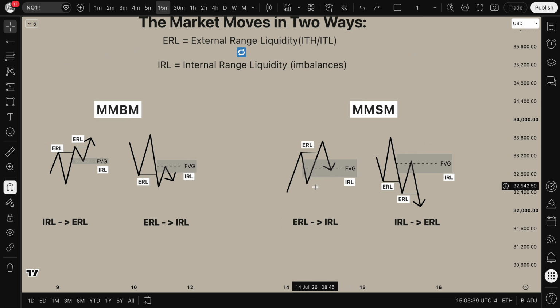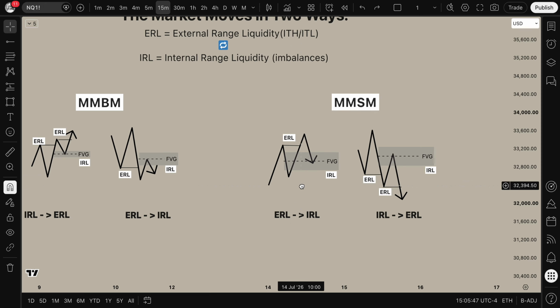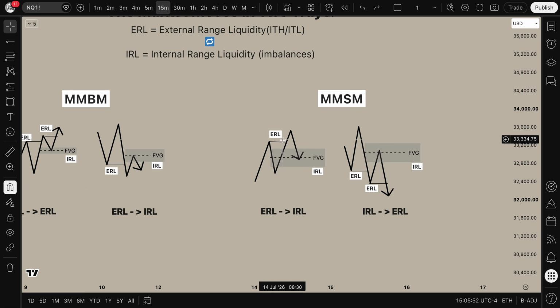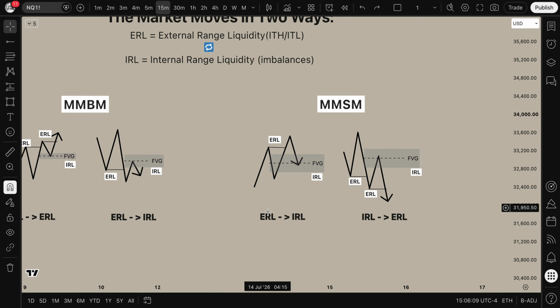In this scenario here, we're going to make sell models. We're going from ERL to IRL in the second framework. In this scenario, as you guys can see, it's obviously done when market takes out all of these old highs, which is obviously ERL. It generates more liquidity on the lower time frame, giving us a bearish entry trigger to then trade back into IRL, which is the imbalance, the fair value gap, to then trade lower from ERL to IRL.